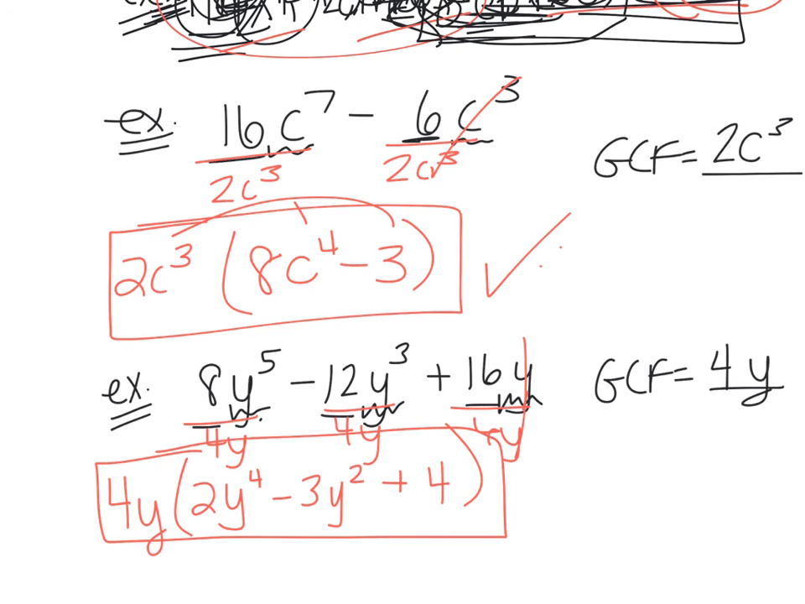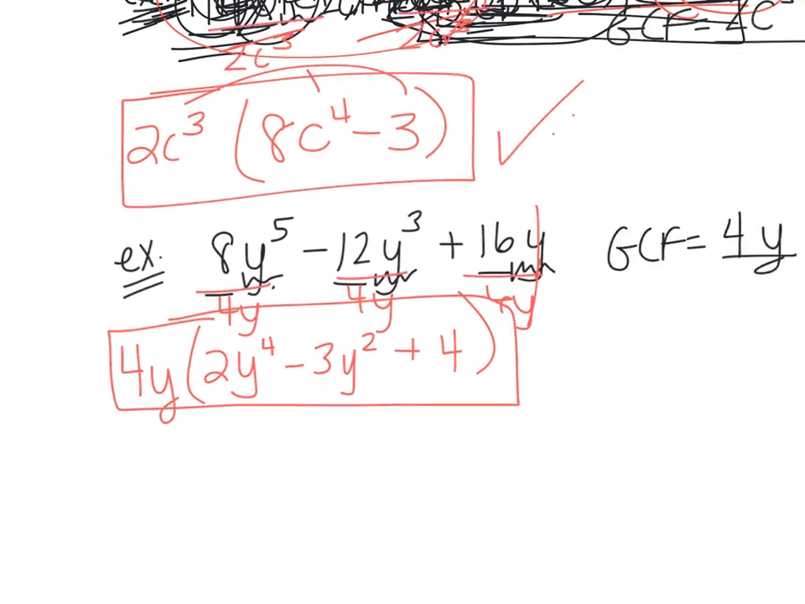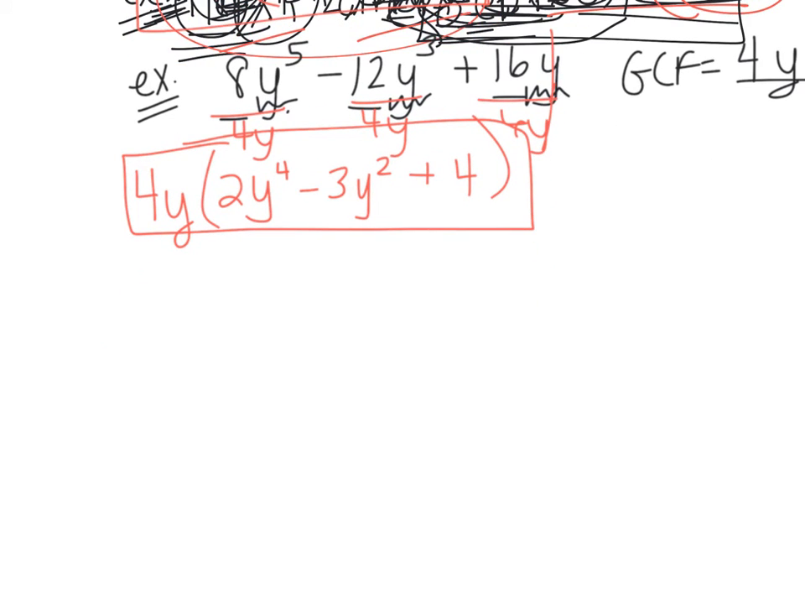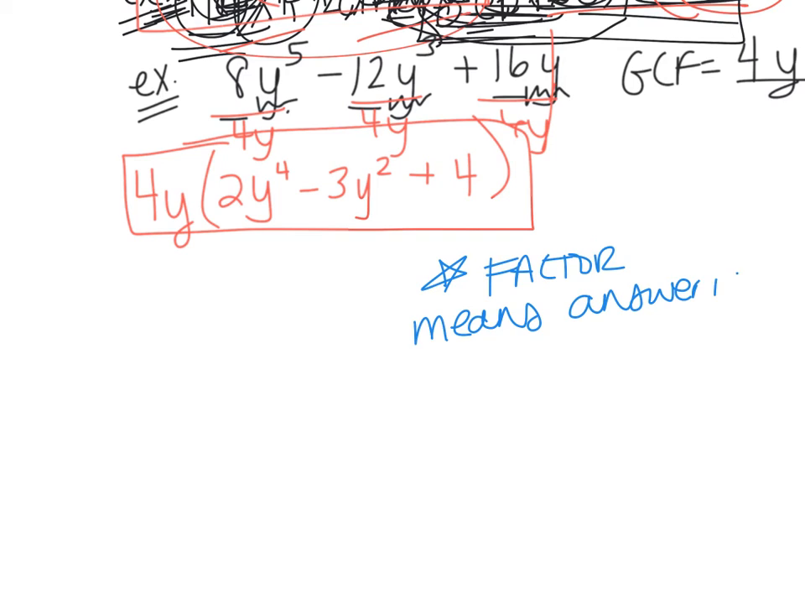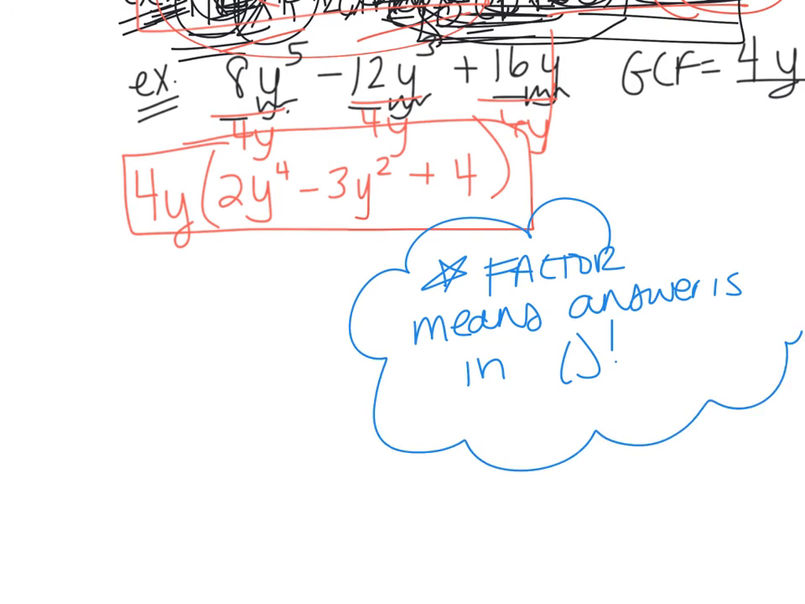Typically, when we have problems, we always want to get rid of parentheses first. When I'm factoring, it just means my answer has parentheses, which we're going to write down. Factor means answer is in parentheses. All the directions on these problems are going to say factor. So your brain needs to remember that when you see the word factor, you know you have to put it in parentheses, and how you do that is by taking the GCF.